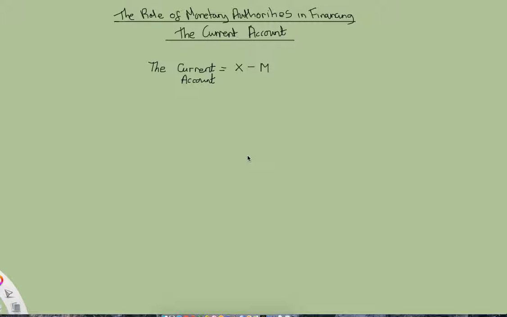Just a quick video on the role that monetary authorities play in financing the current account deficit. So we have the current account. As you remember, we are simplifying for these theoretical slides and thinking about exports minus imports, X minus M, and not worrying too much about gifts and income flows, which are also, of course, components of the current account.